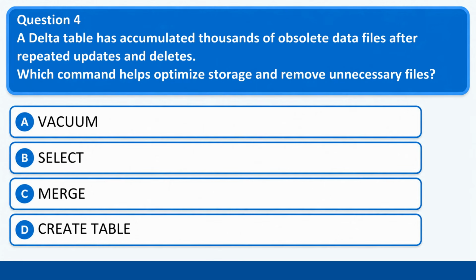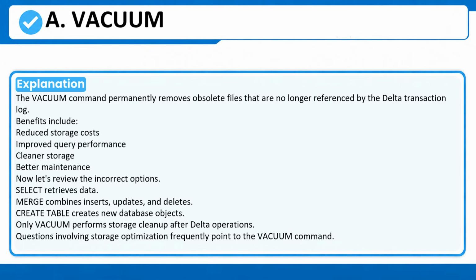Question 4. A Delta table has accumulated thousands of obsolete data files after repeated updates and deletes. Which command helps optimize storage and remove unnecessary files? A. Vacuum. B. Select. C. Merge. D. Create table. Correct answer A.